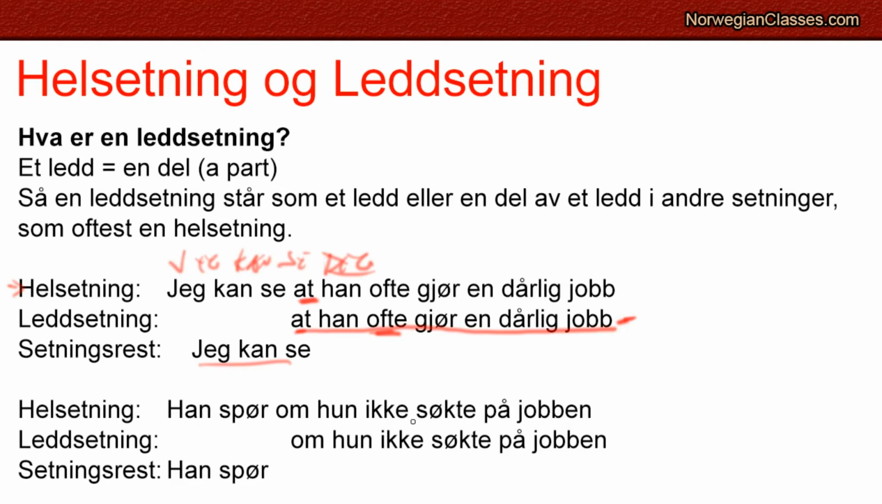Hun spør om hun ikke søkte på jobben. Hun spør deg, the same, but instead of deg you have a part that's included, om hun ikke søkte på jobben. So another indication that it's a subordinate clause is ikke in front of the verb, and then the rest of the phrase.